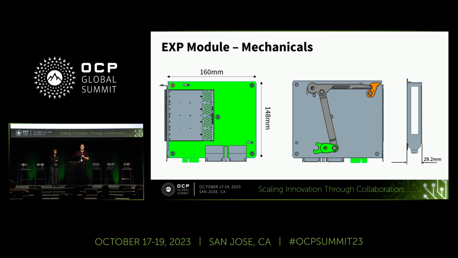So these are the dimensions of the expansion module. It's very similar in size to an OCP NIC, with the attachment mechanism very similar to maybe a PCIe add-in card. And recognizing that this is absolutely required to have the utmost signal integrity, it's not a card edge solution doing the high speed transmission. It's a more backplane style connector.